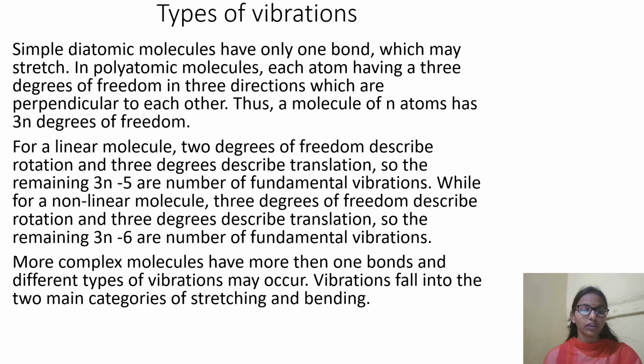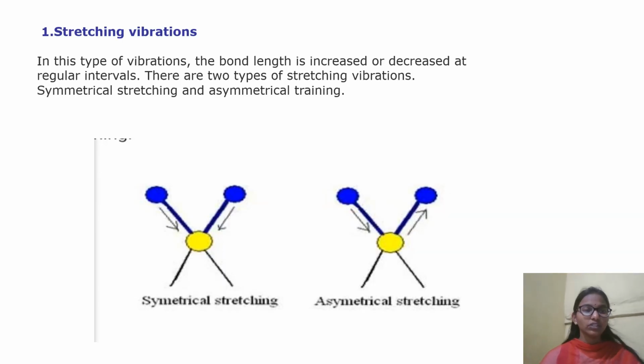More complex molecules have more than one bond and different types of vibration may occur. Vibrations fall into two main categories: stretching and bending. First one, stretching vibrations. In this type of vibration, the bond length is increased or decreased at regular intervals. There are two types of stretching vibration, symmetrical stretching and asymmetrical stretching. In the first diagram, the downward direction is symmetrical stretching. In the second, downward and upward direction is asymmetrical stretching.